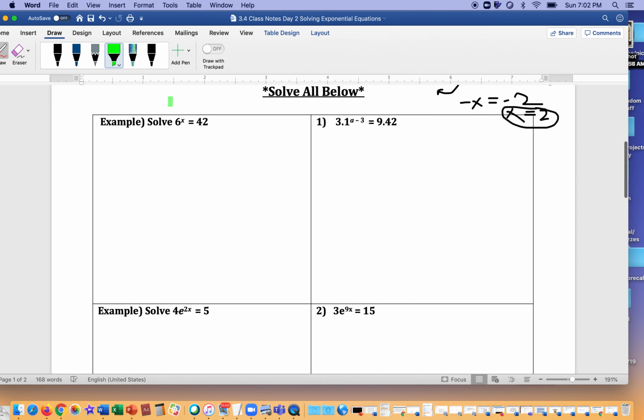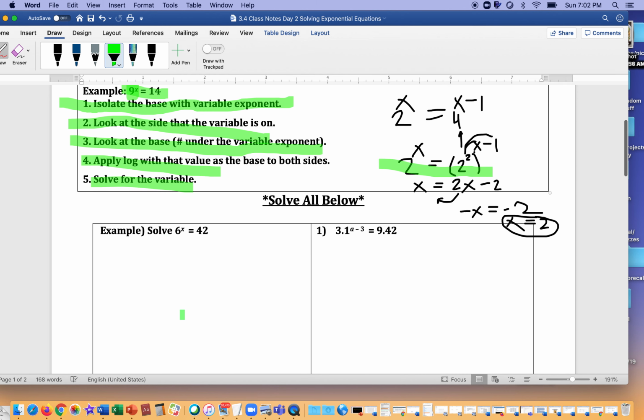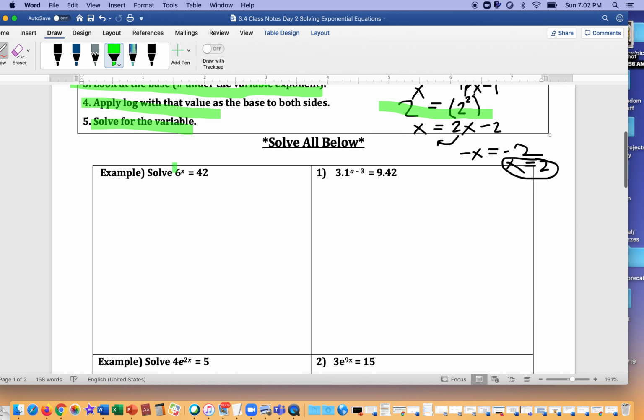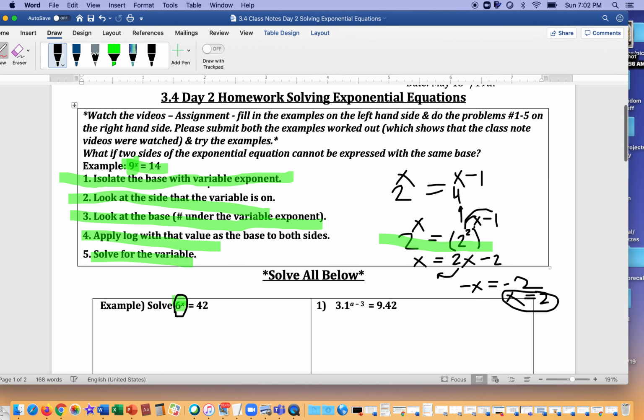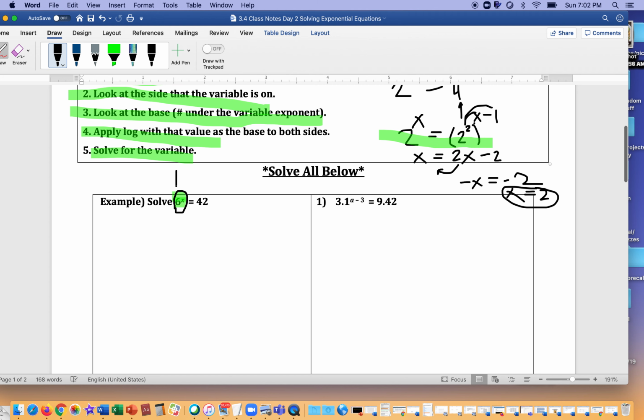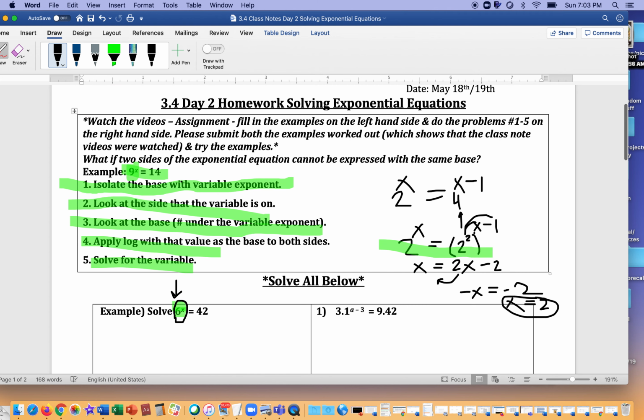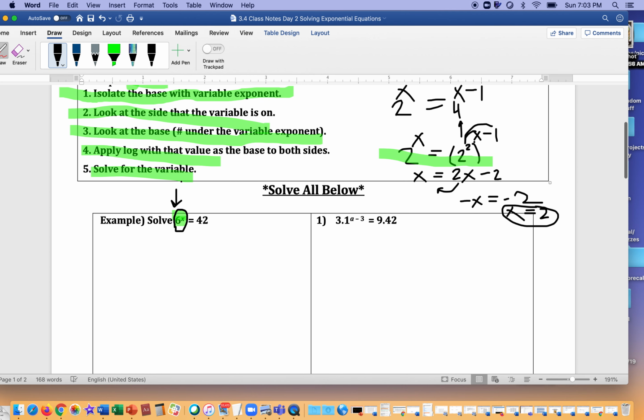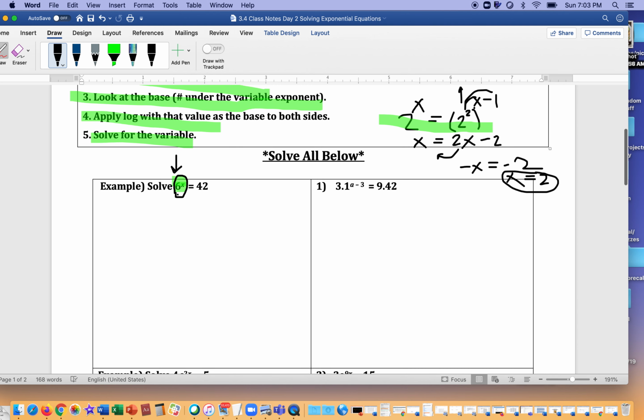So for the first one, step 1 says isolate the base with the exponent. So what I mean by that is we want to isolate 6 raised to the x. Okay, it is isolated. What I mean by isolated is I don't want to see anything in front of that 6, anything behind this term, right? This is one term, so that term is isolated. Step 1's done. Step 2, look at the side the variable's on. Okay, so we're going to look at the left side. Step 3, look at the base. Look at that value under that x. So the base is 6, right?